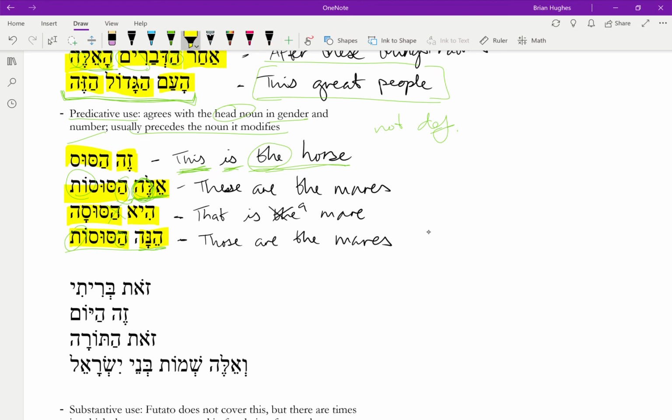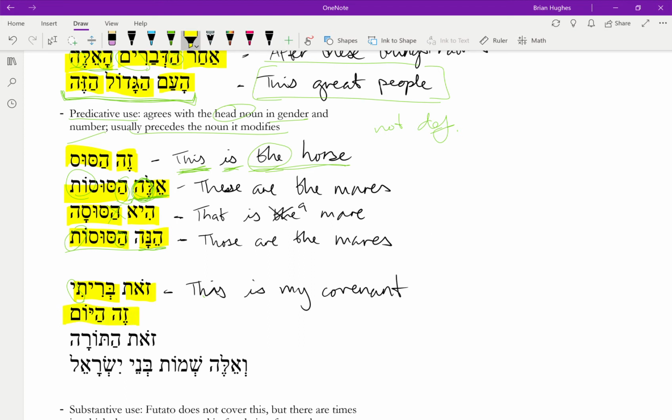Some other examples here from the text. Here we get zot beriti. Zot means this. It's our near demonstrative. This is our feminine singular, beriti. So this is our noun berit with our first common singular possessive pronoun. So this is my covenant. That's taken from the beginning of Genesis 17:10.